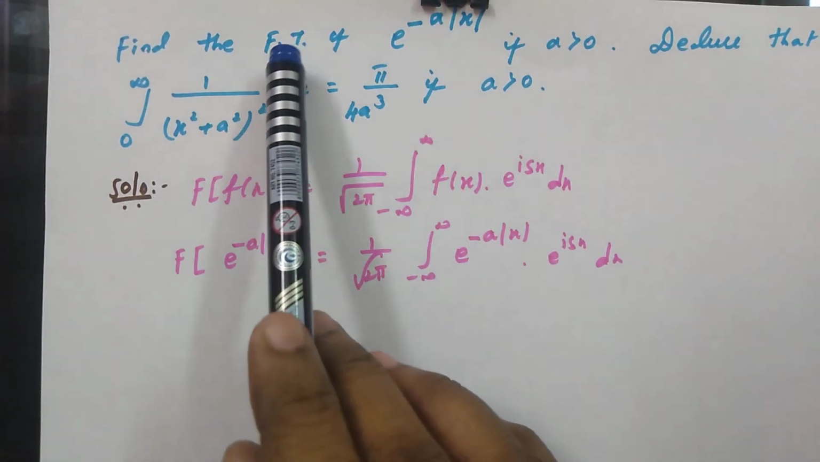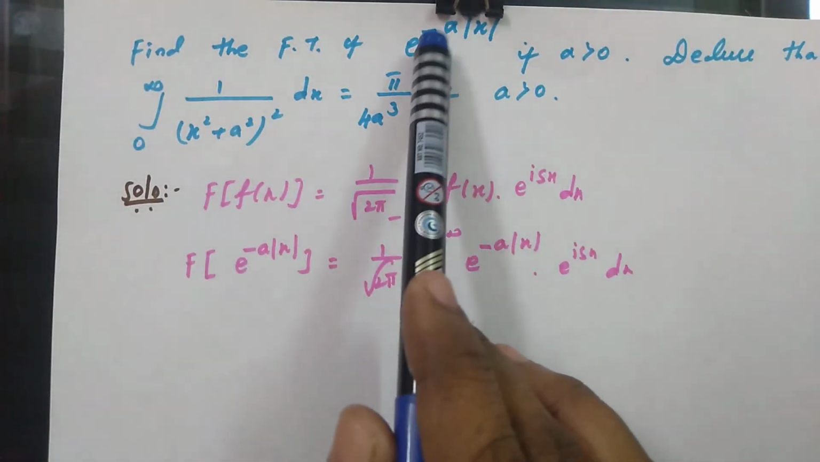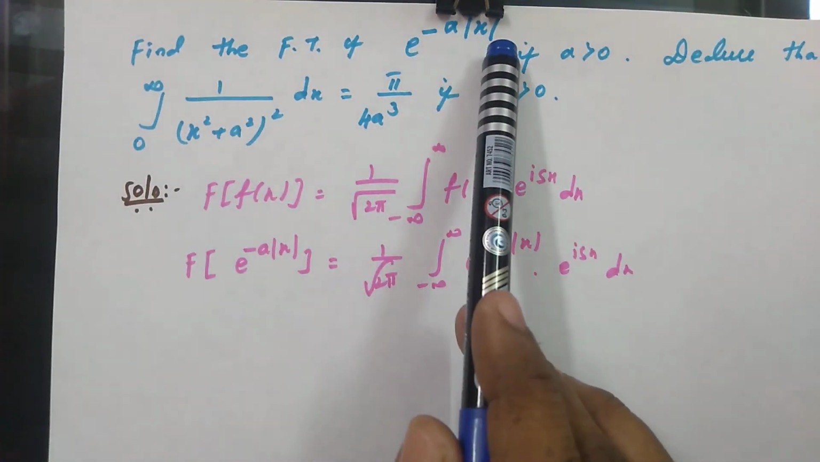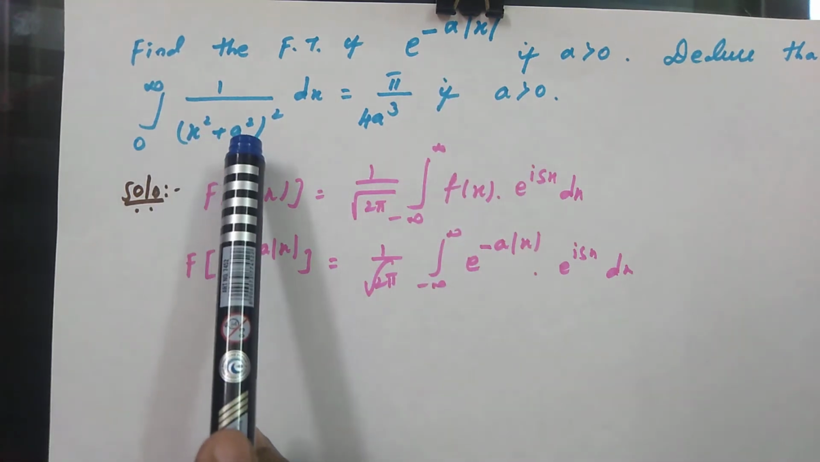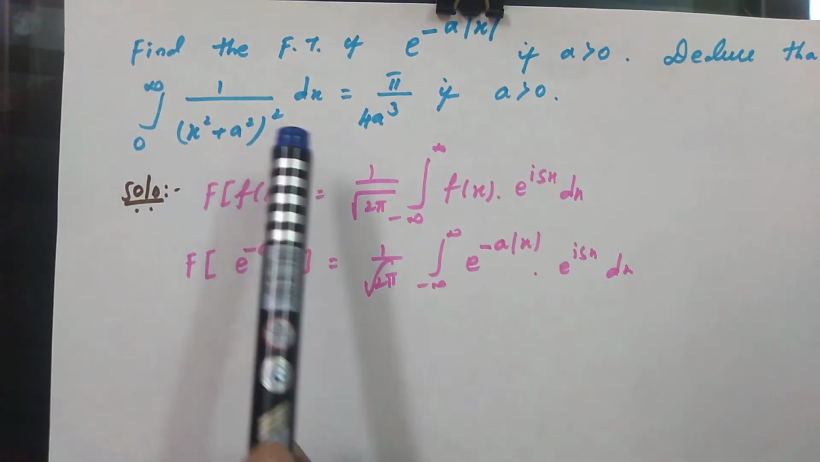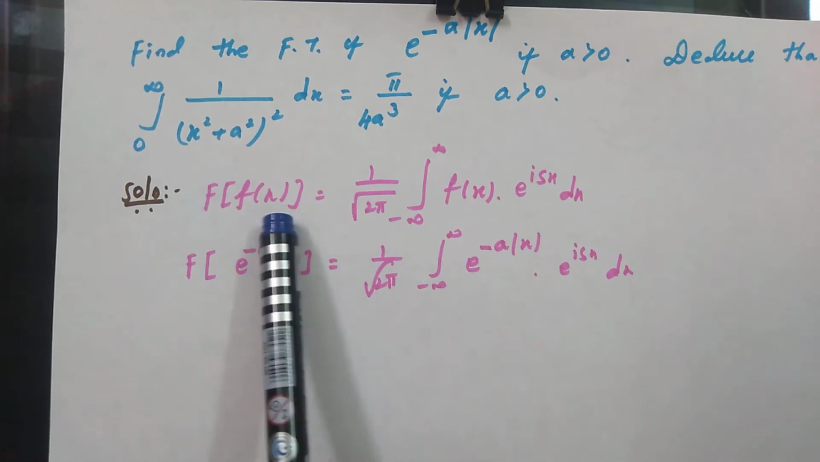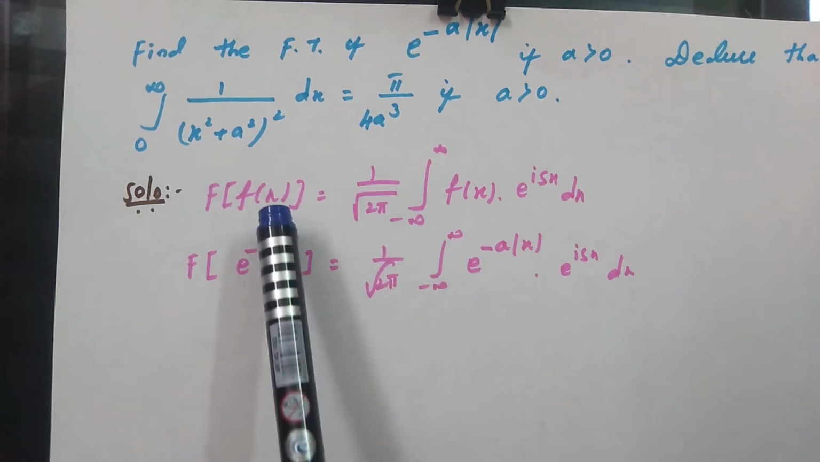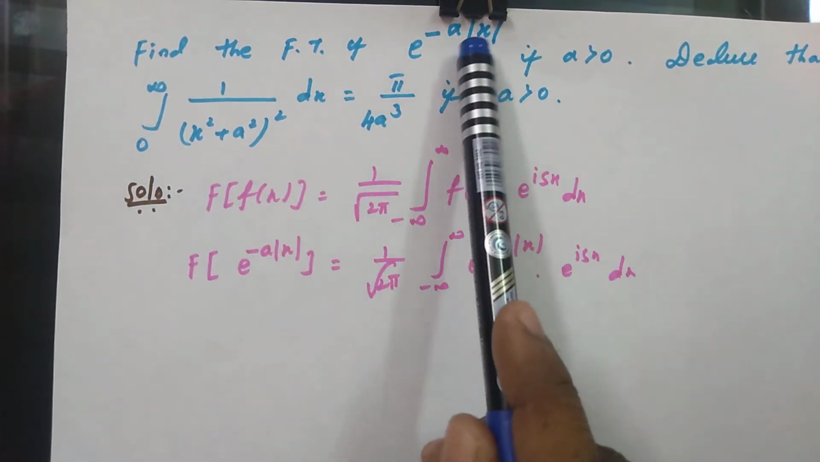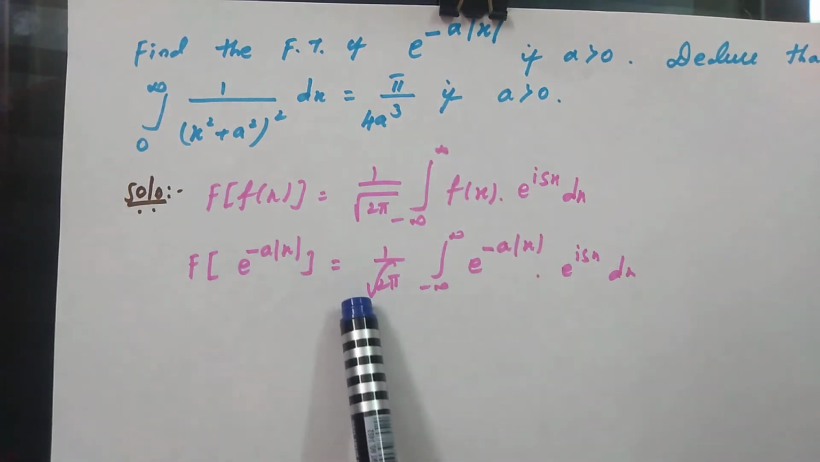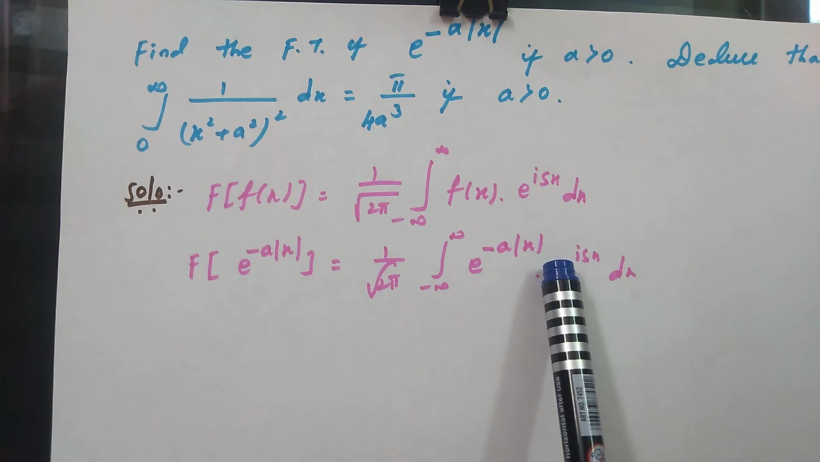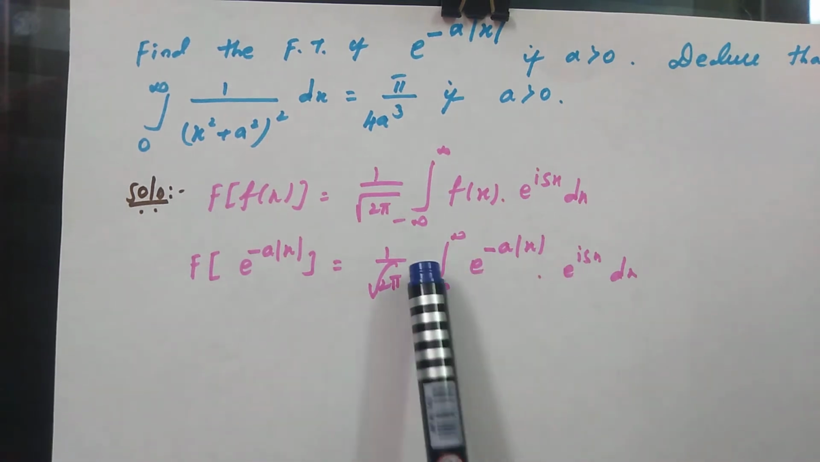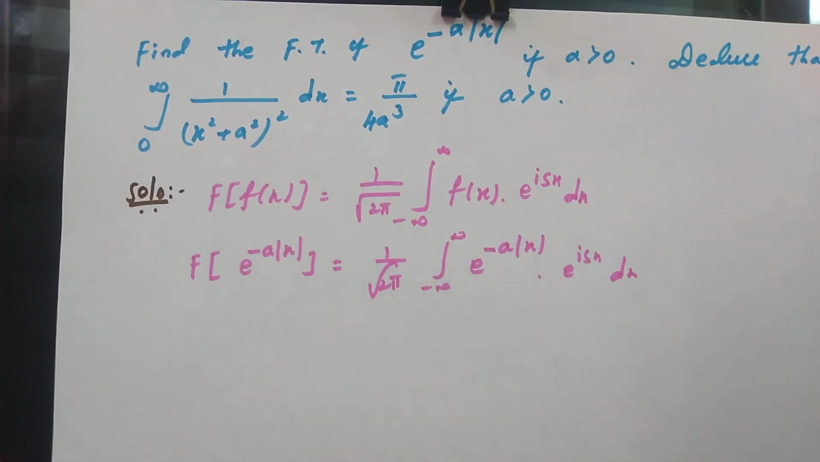So, first we need to find the Fourier transform for this e power minus a mod x, and then we have to go for the deduction part. For this deduction we are going to use Parseval's identity. So, first we will write the Fourier definition, and in this one f of x is e power minus a mod x, so we are substituting f of x as e power minus a mod x. Now, this integral is from minus infinity to plus infinity.